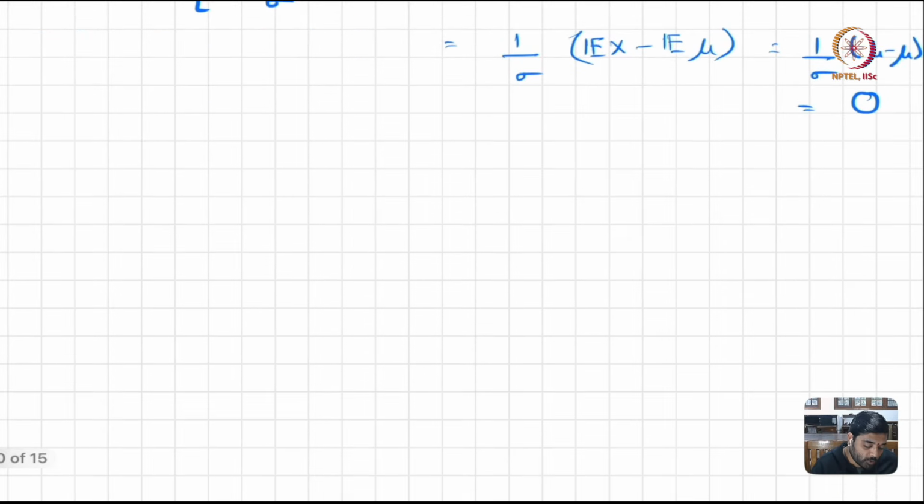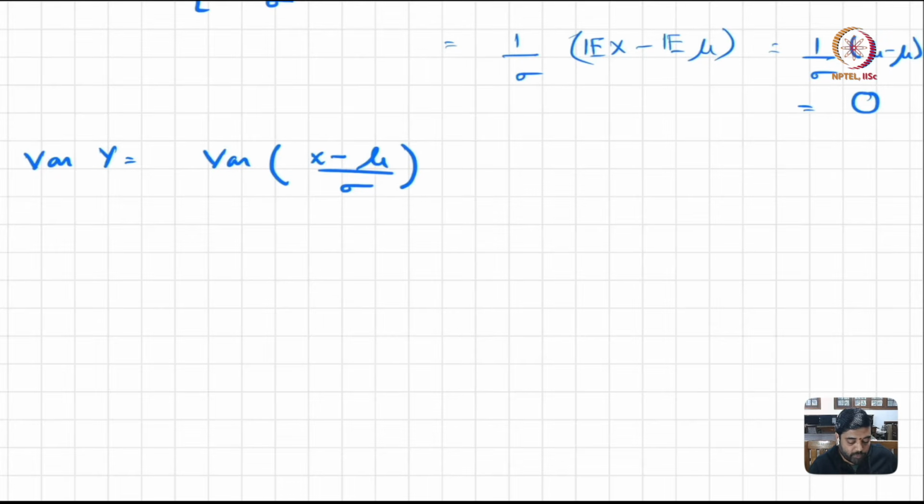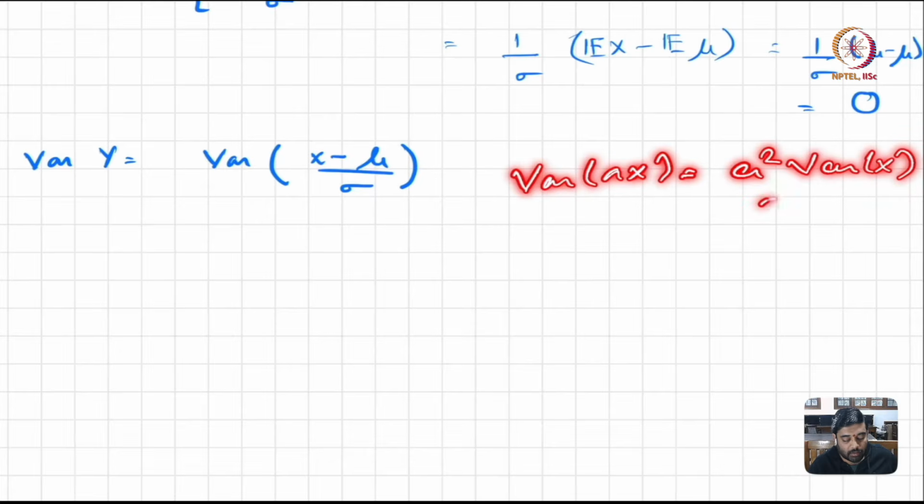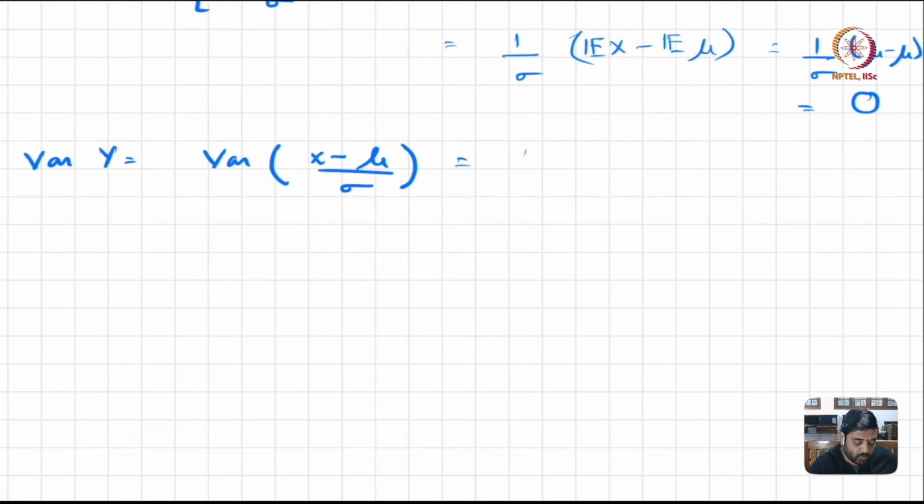Then I need to compute the variance. Now variance of y, which is variance of x minus mu divided by sigma. Variance of something into a constant: variance of ax is equal to a square into variance of x. Now I can use it: 1 over sigma square into variance of x minus mu.